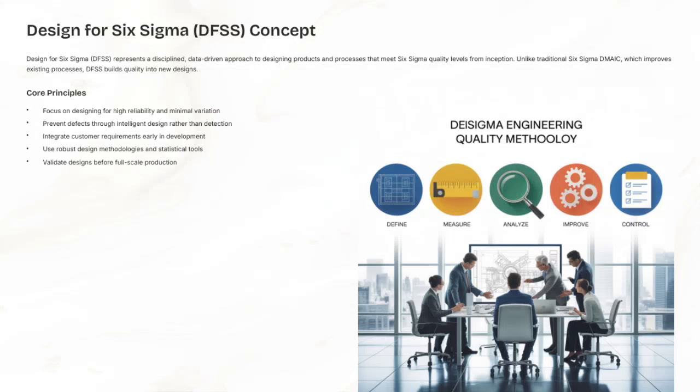DFSS, or Design for Six Sigma, uses specialized tools and methodologies to optimize product performance and achieve near-perfect quality levels. Some of these key tools include Quality Function Deployment, or QFD, which helps us translate customer needs into specific design features. We also use robust parameter design to ensure our products are resilient under various conditions, and design failure modes and effects analysis, or DFMEA, to identify potential failures early on. The goal is to validate our designs before we move into full-scale production, ensuring quality from the start.